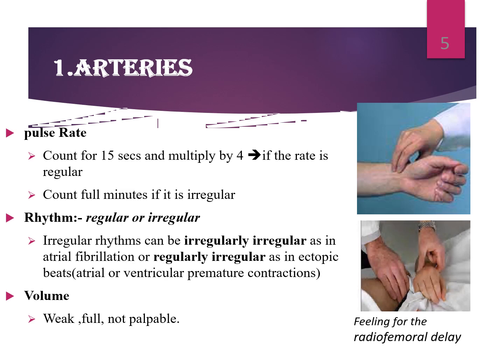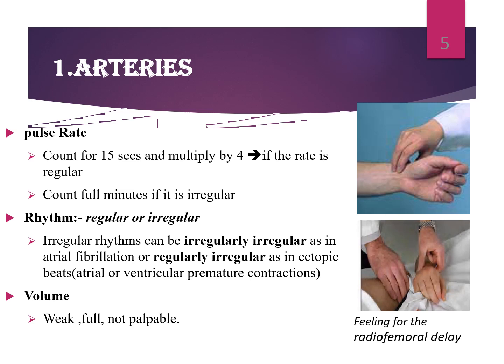When we count a pulse rate, if the rate is regular, we can count for 15 seconds and multiply it by 4. Whereas if it is irregular, we have to count for a full minute to get the pulse rate. When we say rhythm, we can say regular or irregular, and irregular rhythms can be irregularly irregular, as in atrial fibrillation, or regularly irregular, as in ectopic beats, such as atrial or ventricular premature contractions.